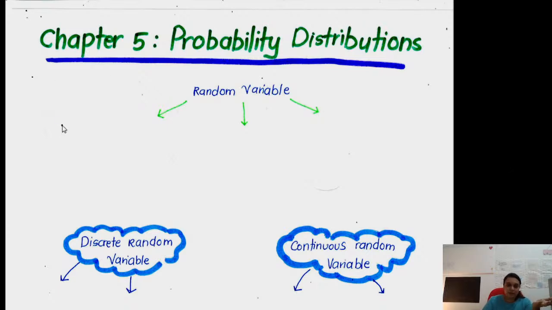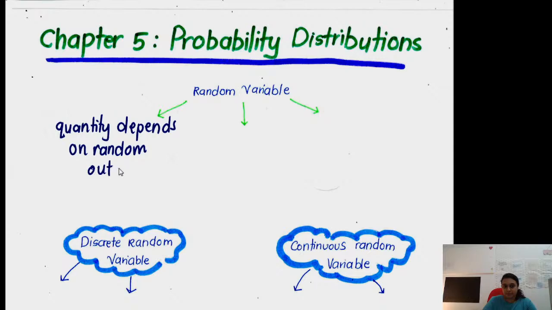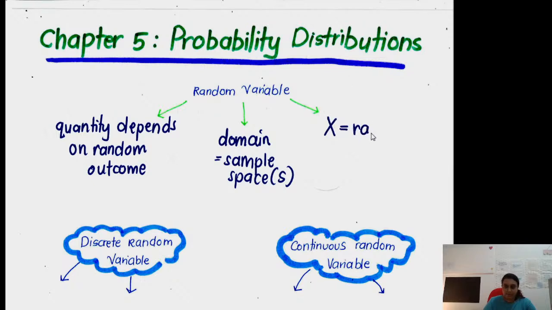Now, the quantity. Let me write this down first. Quantity depends on random outcome. Then the other one, the domain is the sample space. Sample space, which we usually use as S. And for the range, usually X will be the range of the sample space.